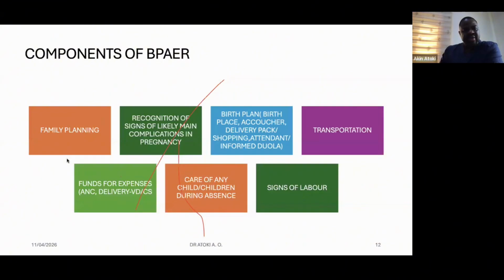Make arrangements. Fund for expenses, very important. Make inquiries about what it costs for your antenatal package, what it costs for delivery, whether vaginal delivery or a cesarean section. I usually advise people to prepare for both. A vaginal delivery may end up in a cesarean section, in an emergency situation. So be prepared. Have funds for that ready.